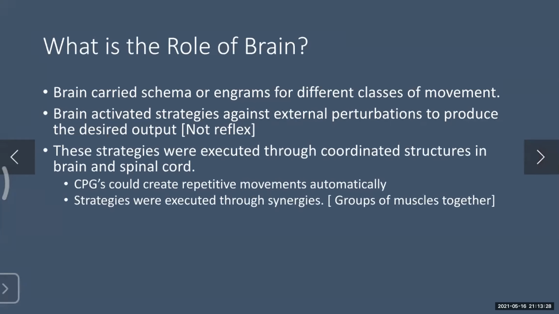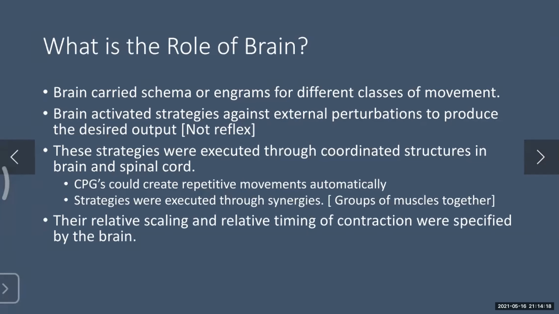Now, these strategies were executed through coordinated structures which were present in the brain and spinal cord. For example, we know about CPGs. CPGs could create repetitive movements automatically, so they were all connected. And these coordinated structures produced group activation of muscles. That's how it controlled. The second one was that the strategies were executed through synergies. So in order to have an in-place strategy, that is, if you have to maintain your COG within your base of support, then we have the ankle strategy and ankle synergy and hip synergy, right? So synergies were created in order to execute the strategies.